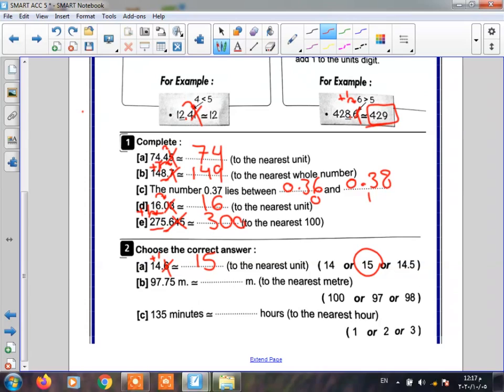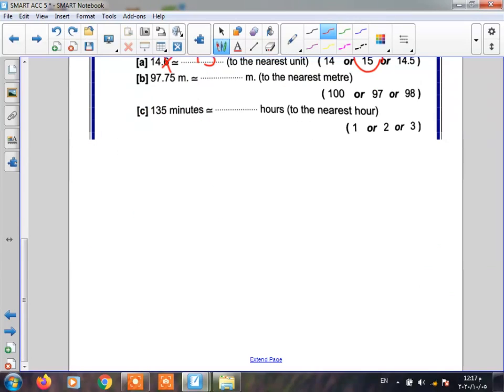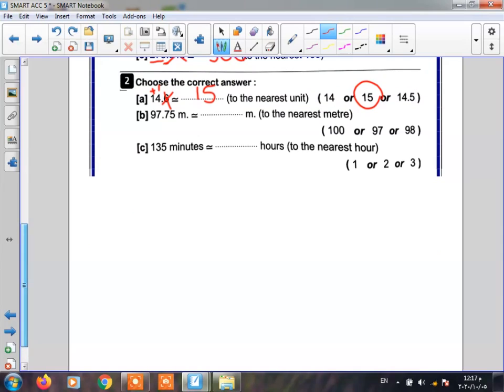Okay, 97.75 meters, approximately equal to the nearest meter. Here we have the same units, meter and meter. What is the meaning of approximate to the nearest meter? If you find any unit like meter, centimeter, hour, minute, day, second, any unit of them, that means approximate to the nearest unit. Here we have meter and meter. We must check the units. Here meter, meter, the same.